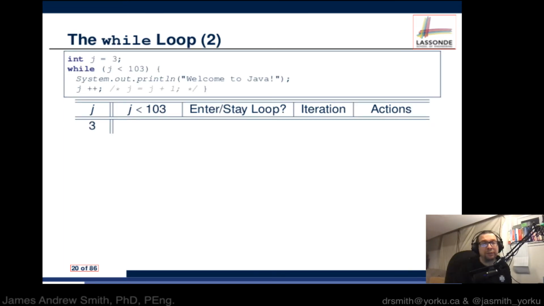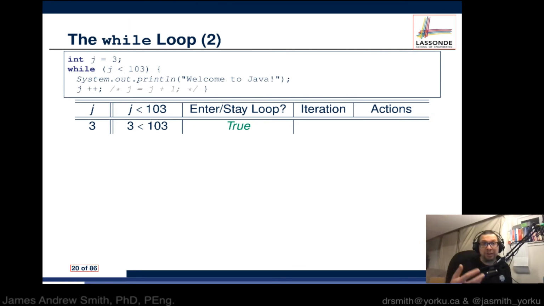So what would happen as we loop through here? Let's take a look at the value of j. We start off with the value of j of 3. Then the question we ask is, is j less than 103? Well, 3 is less than 103, so the condition to stay within the loop is true. This is iteration number 1. During this iteration, we're going to print and then we're going to increment j. So we're going to do j++, or we say j = j+1.